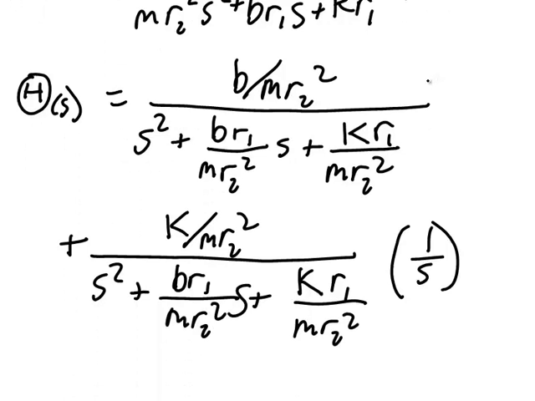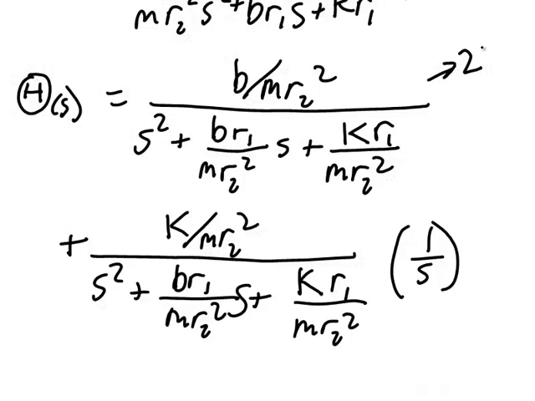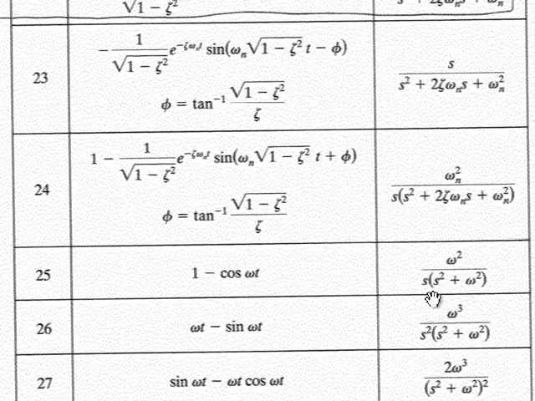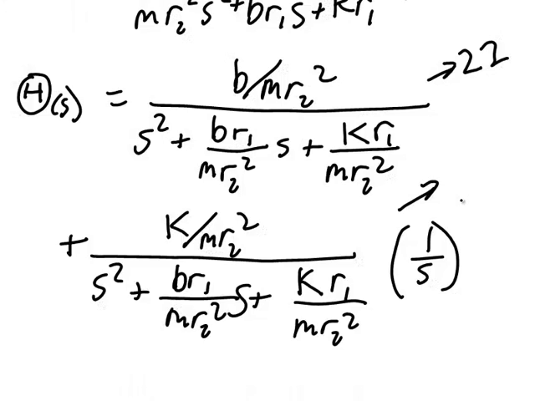Okay, so this term up here is the one that we're trying to match to row 22 on the table. And this term down here with the 1 over s, we're going to match that term to line 24 on the table, which has this 1 over s term.